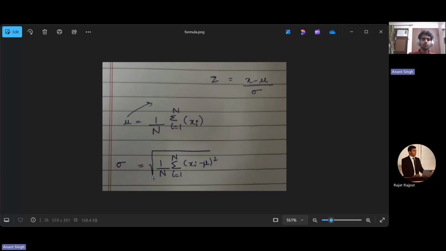Standard deviation is the root of 1 by n into sigma i equal to 1 to n, of xi minus mu, whole square. These are simple formulas. You just use these and you get the desired output, right? So that is all for normalization. Okay, so coming back to the PPT. All right, so let's go on.